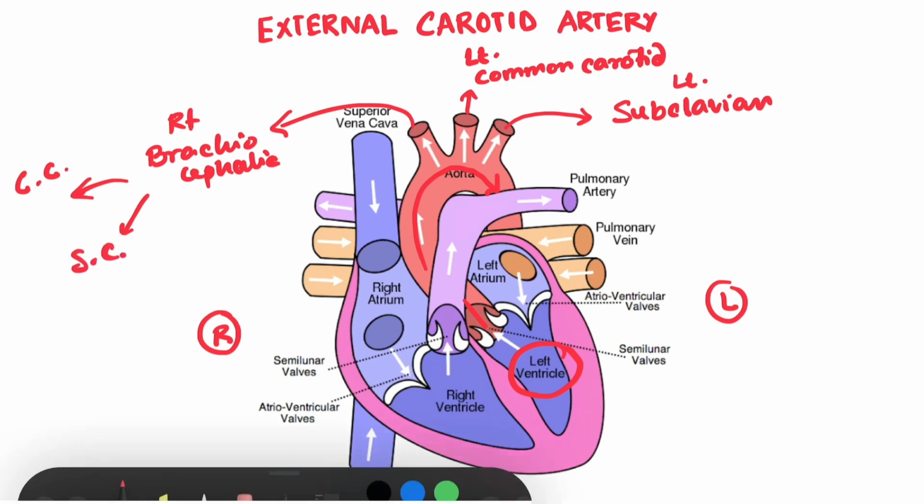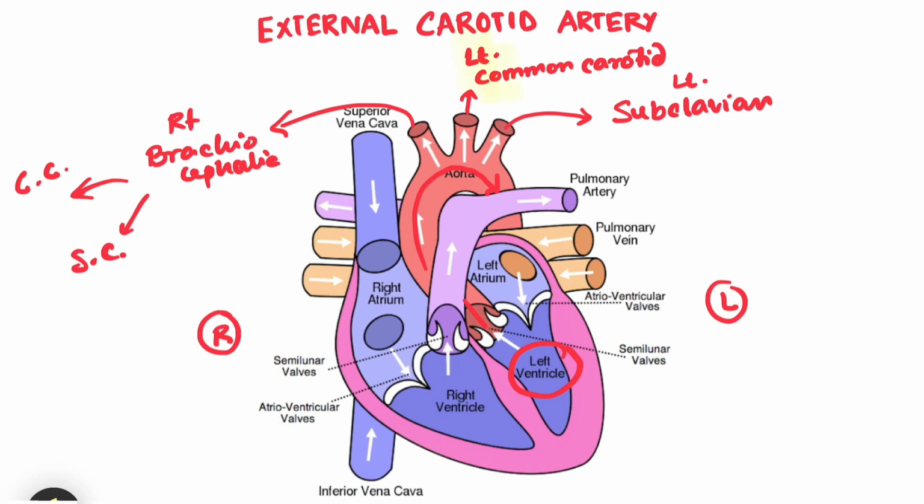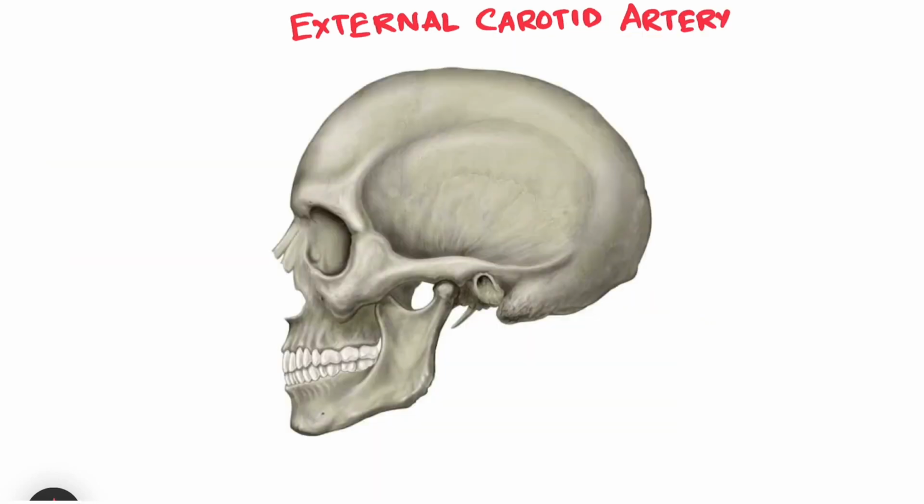So now we will be talking in detail about this left common carotid, because from the common carotid we will get the external carotid artery. The common carotid artery comes up over here, right? Then near the thyroid cartilage, it divides into two branches. One is the external carotid, another one is the internal carotid. So it will be the internal carotid and another one will be the external carotid.